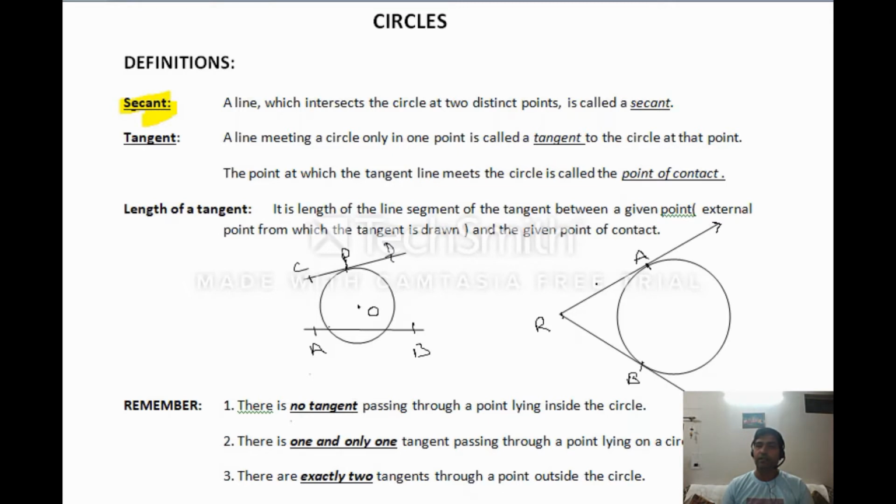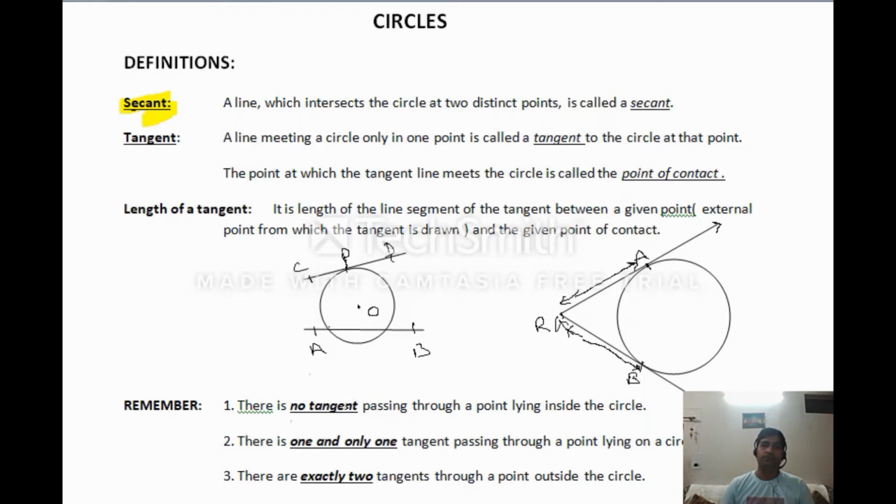So what is the length of this tangent? Length of tangent means from the initial point to the point of contact. So this length from here to here is known as the length of the tangent. Similarly, this RB is the length of the tangent from point R. Are you getting it? I hope you are getting it.